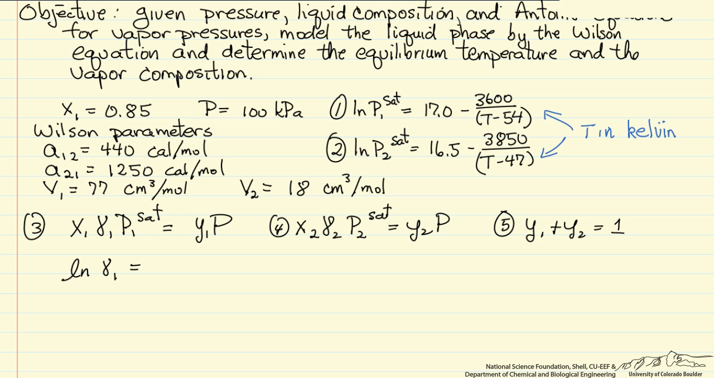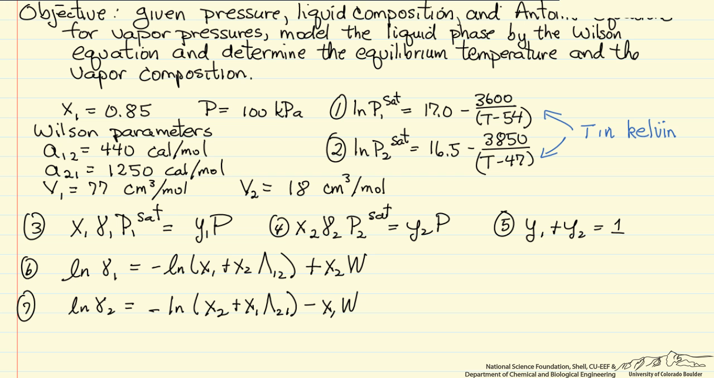So the log of gamma 1 is equal to minus the log of x1 plus x2 times one of the parameters that we have, the Wilson equation will calculate, plus x2 times another parameter in the Wilson equation. So this is equation 6. And likewise, I'm going to have a very similar equation for the log of gamma 2. That's equation 7. Notice it's not exactly the same. Of course, x1 is replaced by x2 everywhere, but we have a minus sign here.